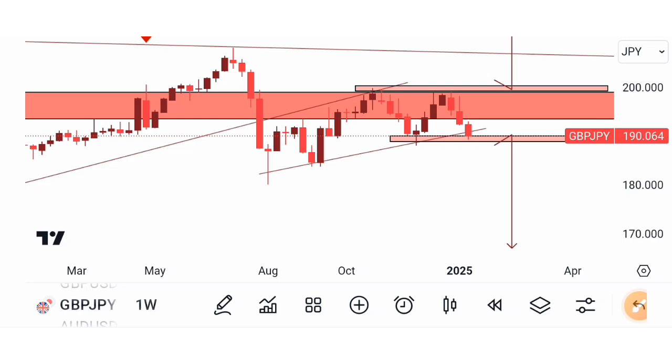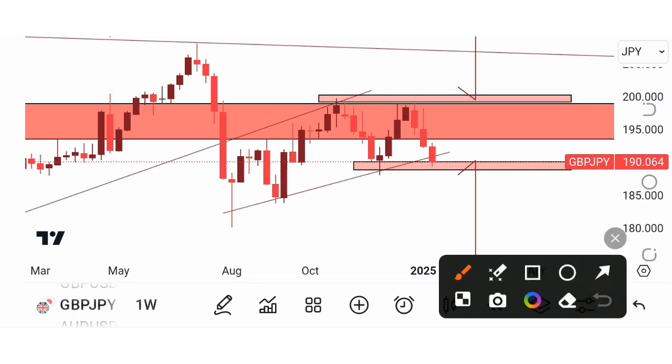On the weekly time frame, you can clearly see that the market has created this high over here, and then created this low over here, and the market pushed all the way to that resistance, found the resistance over here, and then it started to sell, and now we are exactly at an area of support.